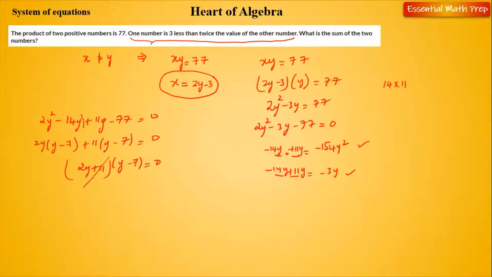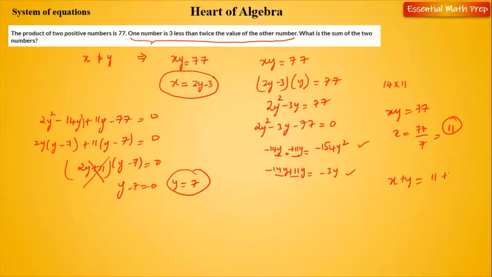We don't need to even focus on this because we already told the number is a positive, so y minus 7 equals 0, so y equals 7, because this would give you a negative value. That's why we don't need that. So we know y equals 7, xy equals 77. So x would be 77 over 7 is 11, right? So what is the sum of the two terms? X plus y equals 11 plus 7 equals 18.